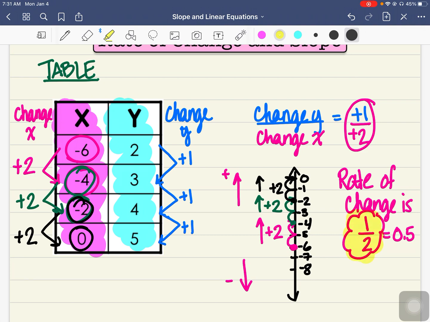So remember, we're just looking for patterns. How do my y's change at the same time as my x's? In this problem, my y's get bigger by 1 as my x's get bigger by 2. Okay, so that's how you would do it with a table.